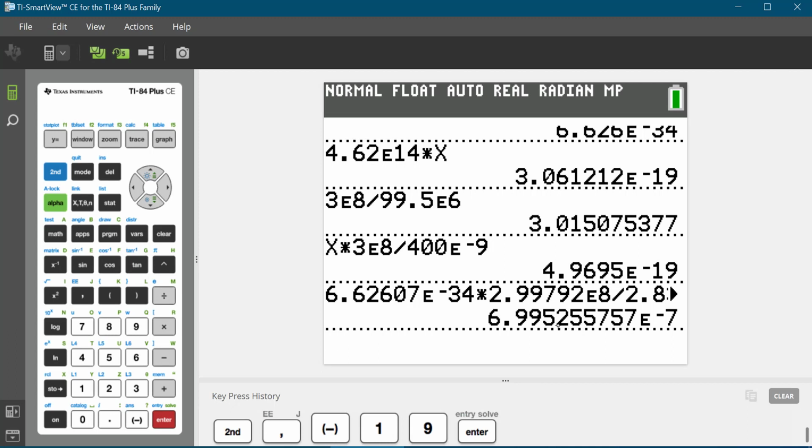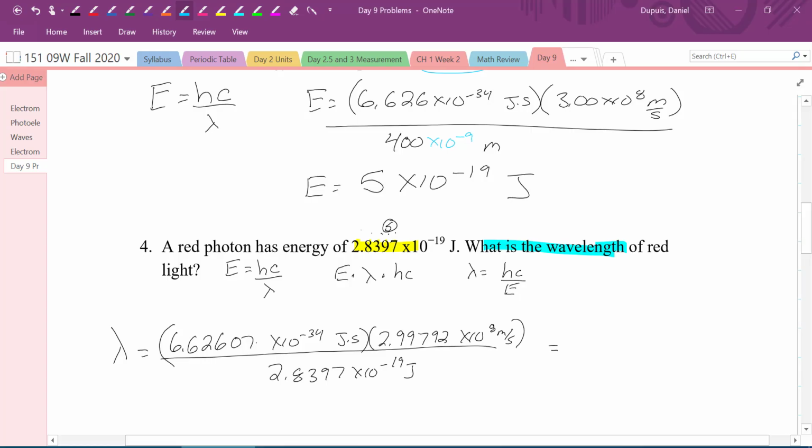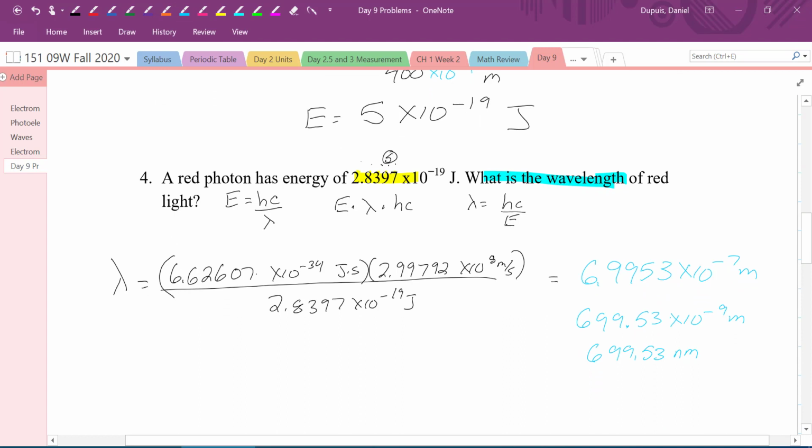Right, how many sig figs did I get? I have 1, 2, 3, 4, 5. So 6.9953 times 10 to the negative 7th meters, which happens to be 699.53 times 10 to the negative 9th meters, which is 699.53 nanometers, which we can measure. I can measure that in this room with some of the instruments available to me. They're not mine, they're the school's. So that's not an unreasonable number of sig figs.